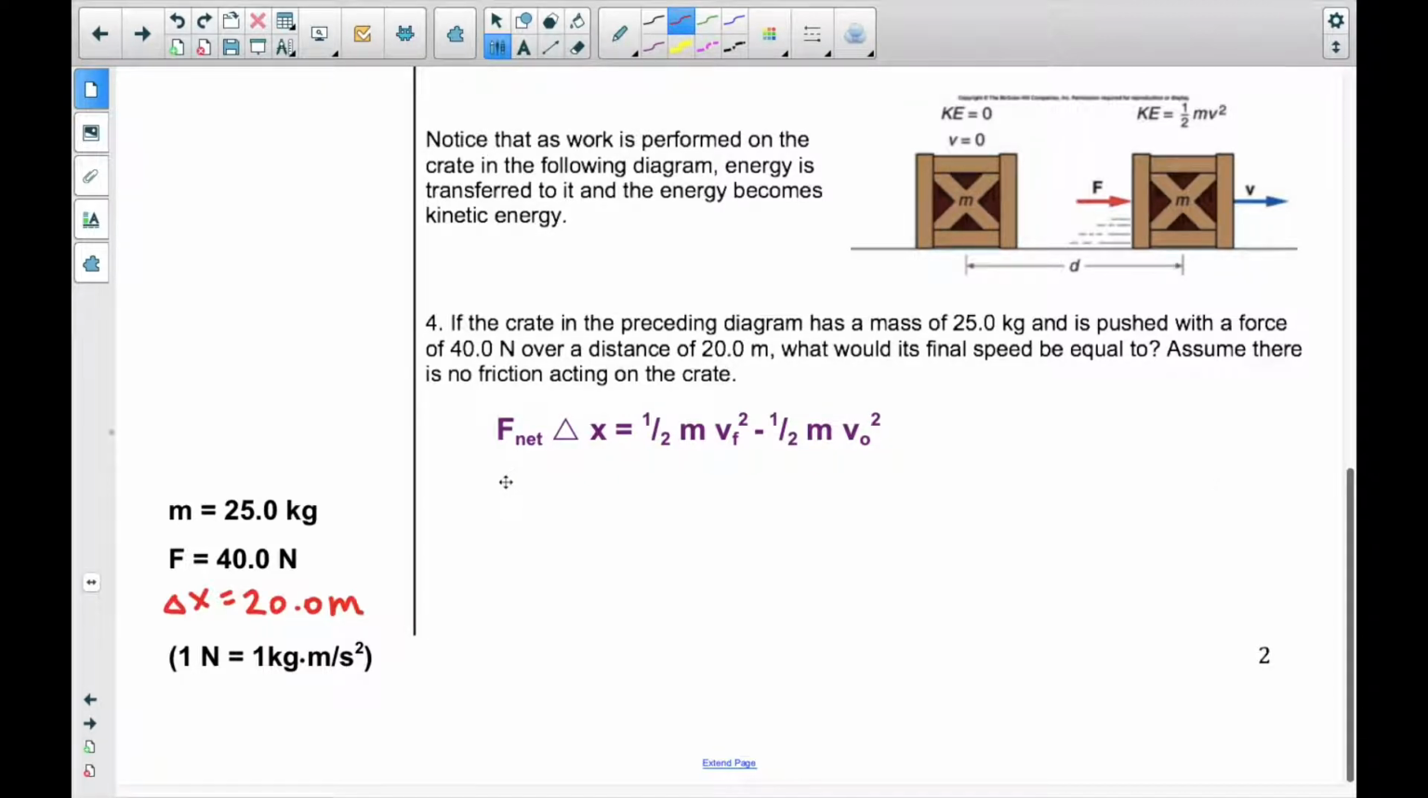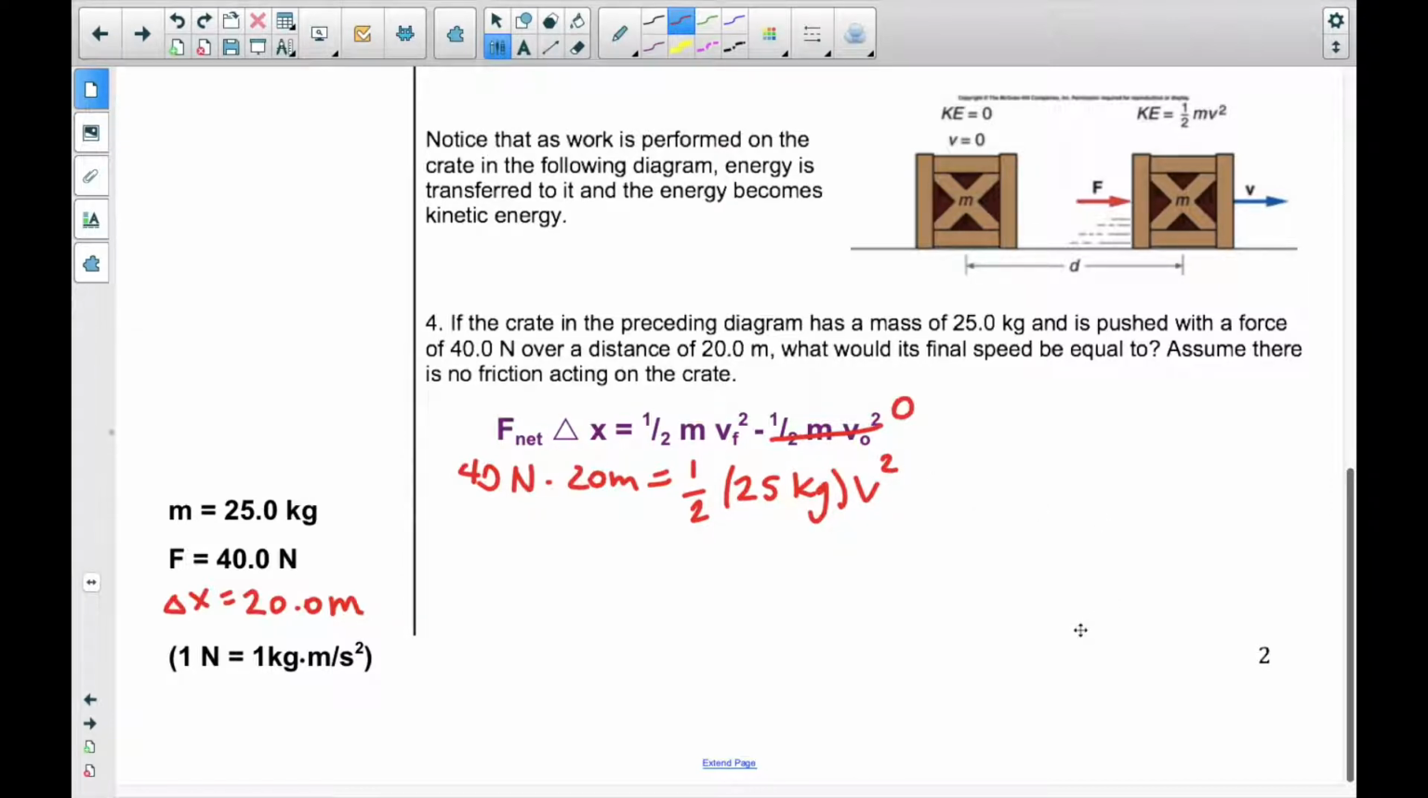Our net force is 40 newtons. We are given that. And the distance traveled is 20 meters. And again, those are parallel. It's going straight across. There's no angles involved, so we don't need any cosine. On the other side, we have 1/2 mv squared minus 1/2 mv squared. And realize that the initial velocity is 0. It's just sitting there. So we don't even need this because that's all 0. So really all we need is the 1/2 mv final. And the mass is 25 kilograms. And the v, that's what we're looking for.